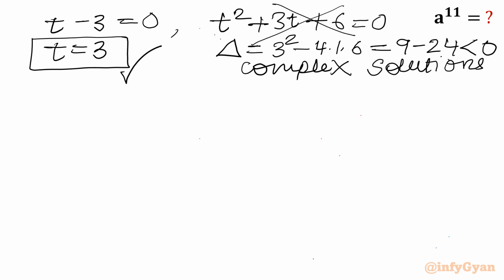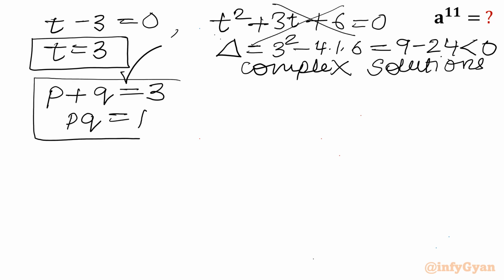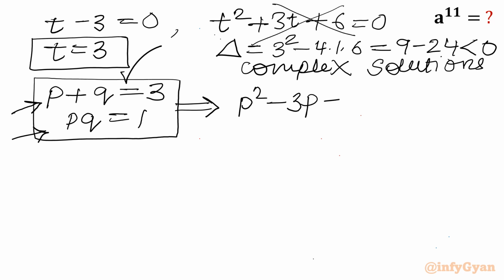So T was our substitution. It was P plus Q equal to 3. And our equation PQ equal to 1, I will consider to find the value of P. I can think about one quadratic equation whose roots are P and Q. Then this is the sum of roots. This is the product of roots. So I can write the quadratic equation as P square minus sum of roots, which is 3 times P, plus product of roots equal to 0.